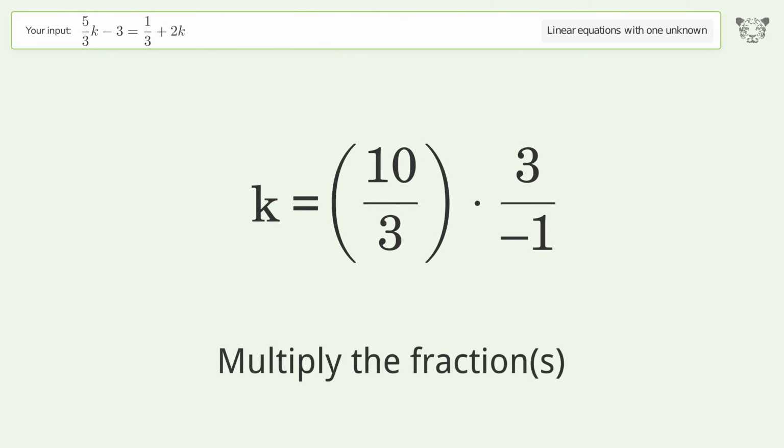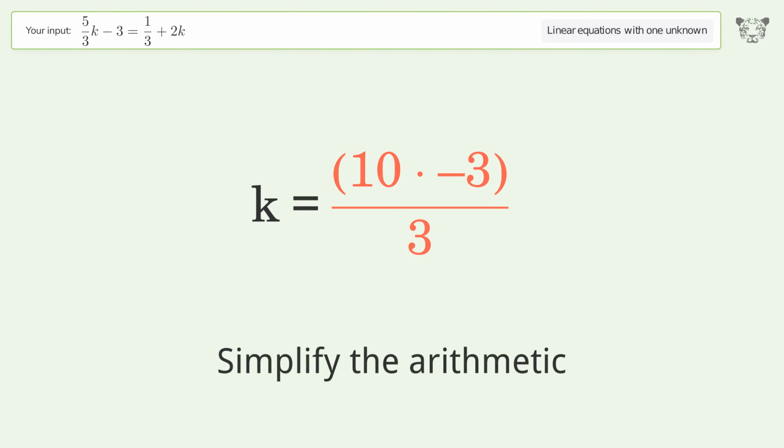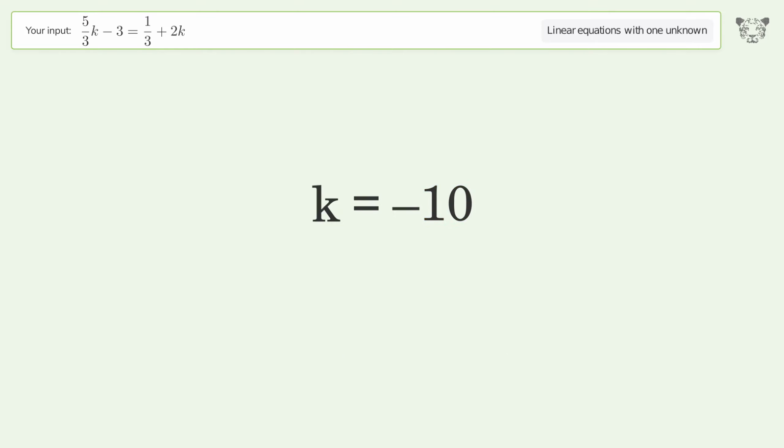Multiply the fractions. Simplify the arithmetic. And so the final result is k equals -10.